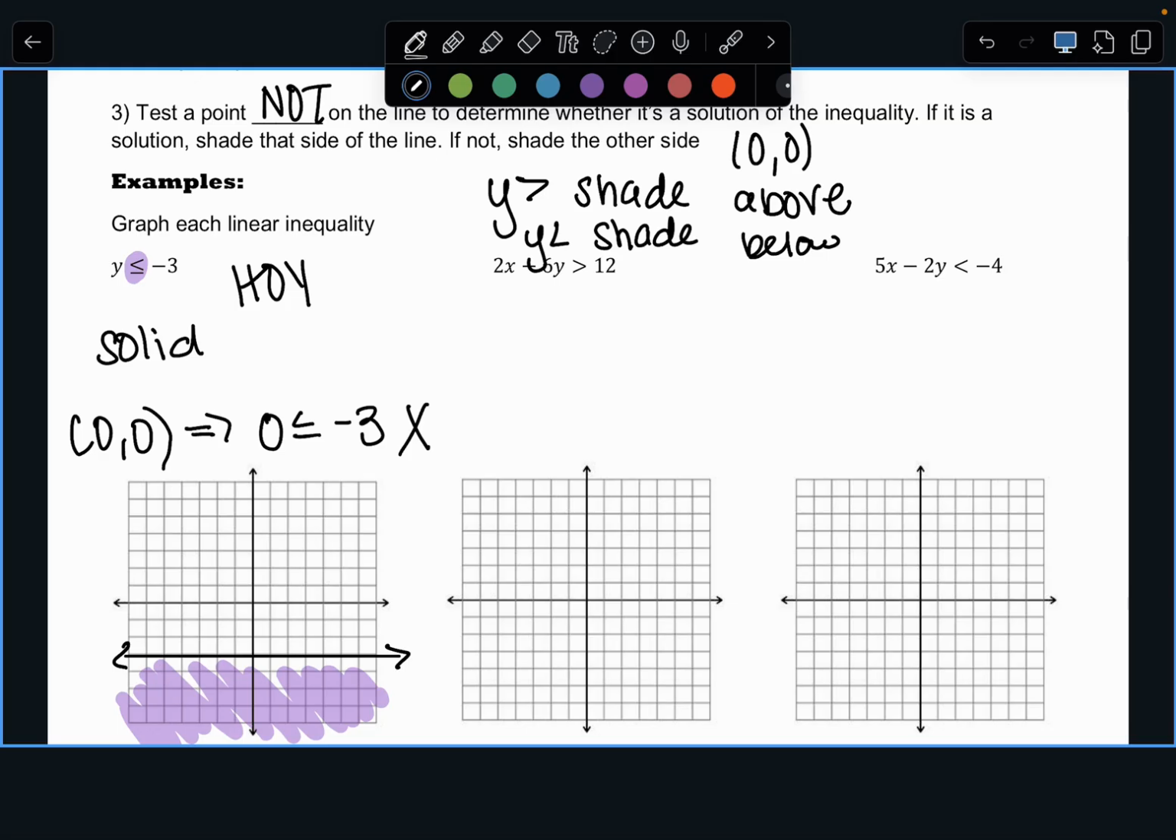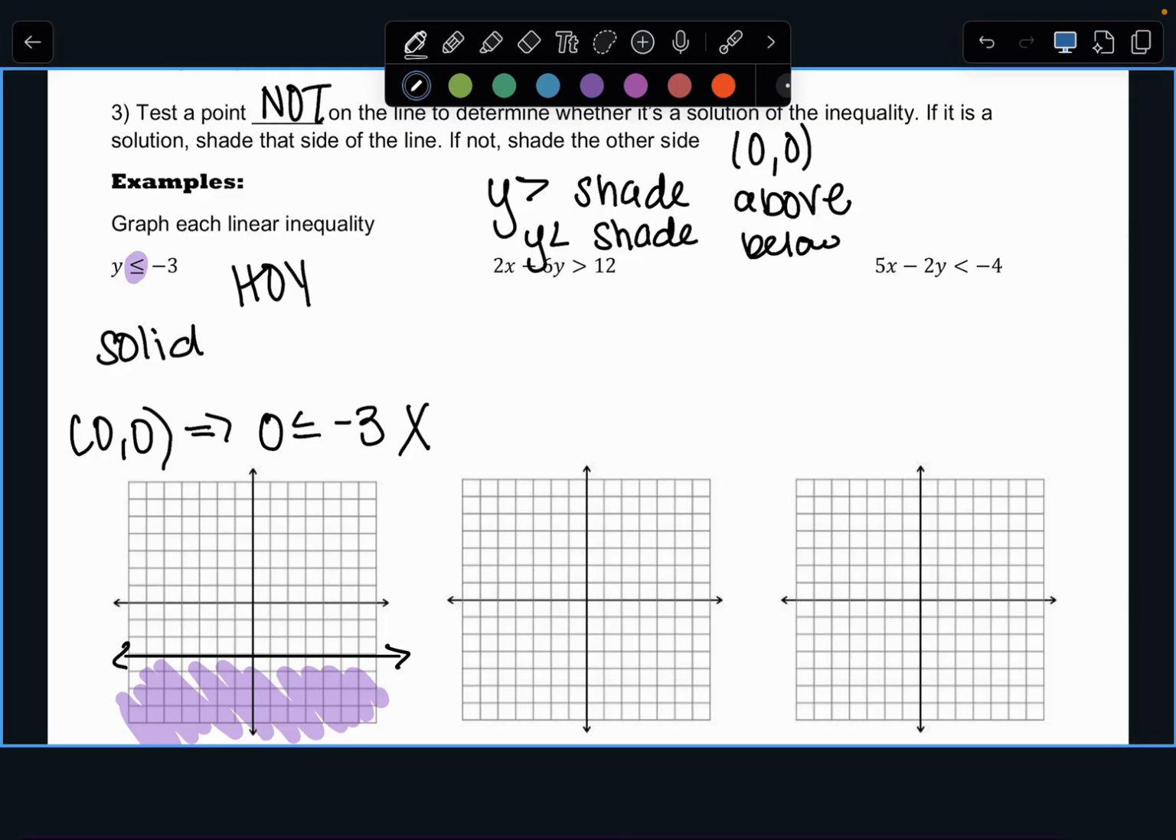All I want you to know is this. It was y less than, so we go underneath our line. If it was the other way, if it was y greater than, we would go above the line. The test is technically what you have to do to determine what you need to shade, but this part, we're not going to do ever again.